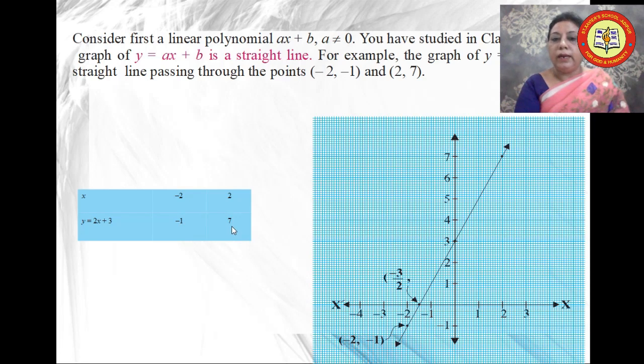Last year you already learned plotting the graph of a linear equation, and you know that the graph of a linear equation or a linear polynomial is always a straight line. Underline this: y equals ax plus b, the graph is a straight line. On plotting it, you can see that the graph is a straight line. You can take more than two values as well.